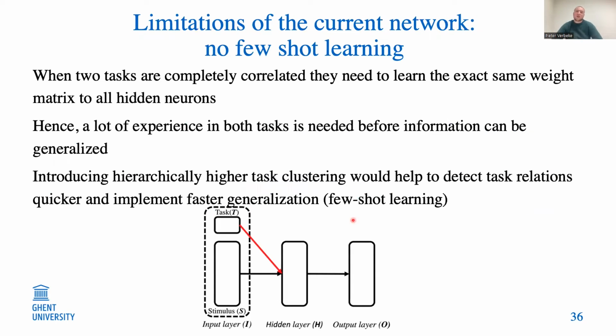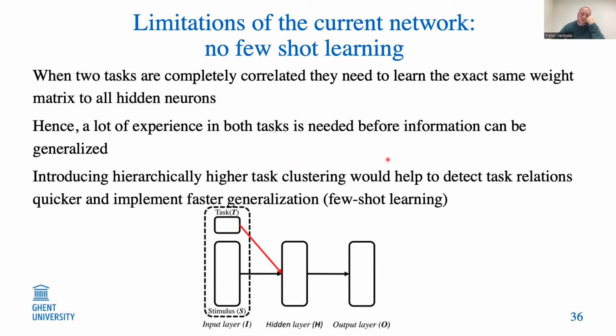However, then I come to the parts for future work. There is a clear limitation for the current network. Although it learns faster, it cannot do few-shot learning, specifically when two tasks are completely correlated, such as the two contexts that are both even classification tasks. They need to basically learn the exact same weight matrix to all hidden neurons, depending on the size of your hidden layer. That can be quite a matrix. So a lot of experience in both tasks is needed before information can be generalized.